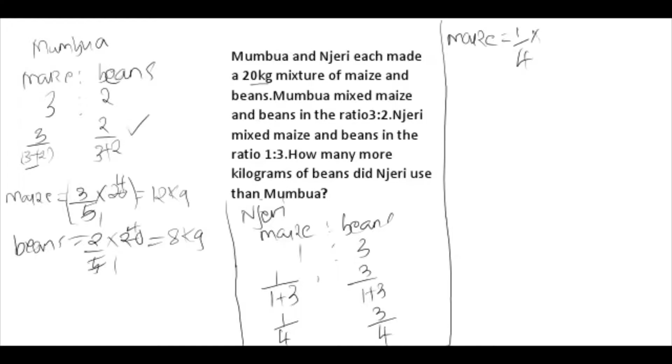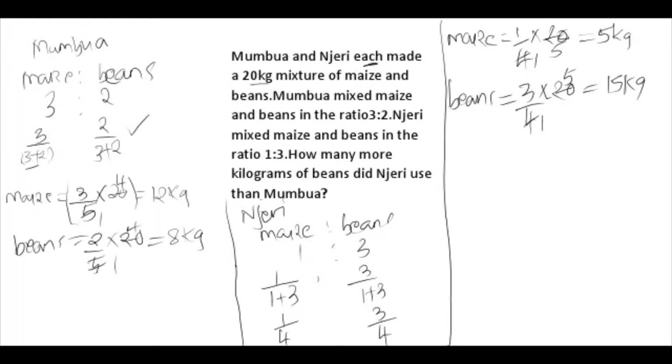So maize is given by 1 over 4 of 20. We are told each was having 20 kg mixture of maize and beans. That's why we are finding using 20 kg. So we have 1 over 4 times 20, 20 divided by 4 is 5. So we have 5 kgs of maize. This is for Jerry. Then beans, we have 3 over 4 of 20. So 20 divided by 4 is 5. 5 times 3 is 15. So we have 15 kgs of beans.